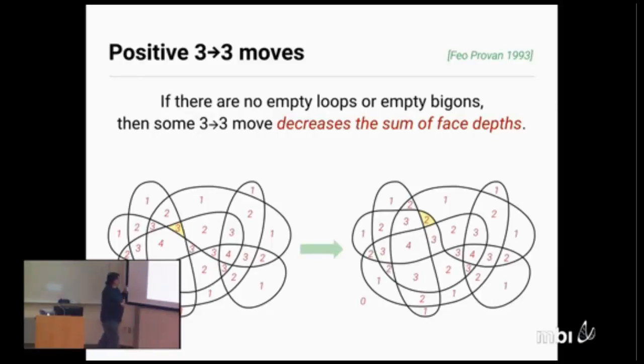What they observed was that if you number the faces of your 4-regular plane graph by their depth, the depth of this face is 4 because any path from this face to the outside has to cross the curve at least 4 times. So this is kind of an undirected, unsigned version of winding number, right? And then you can think of the sum of all these face depths as a potential function, as a score for the curve, which is intuitively, the more complicated the curve is, the higher the score is going to be.